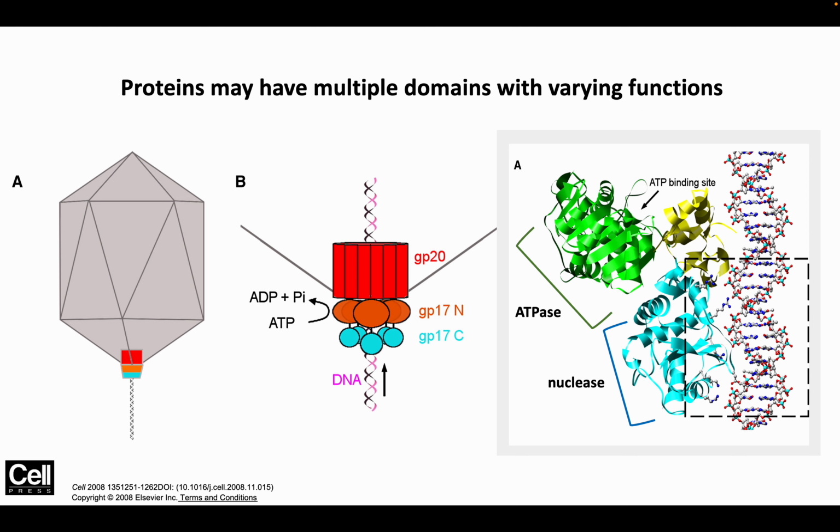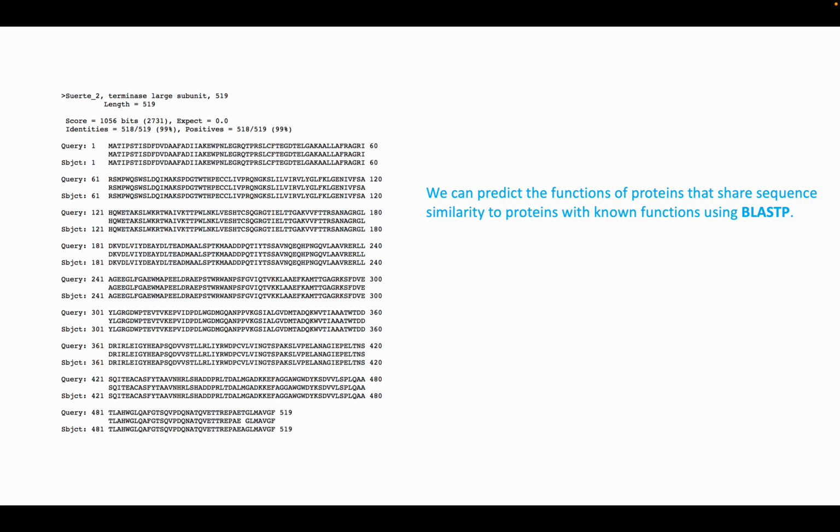So again, a single protein subunit may have multiple domains or multiple parts that fold up into structures that have independent activities. All right, so we can predict the functions of proteins that share sequence similarity to proteins with known functions using the tool called BLASTP. And so here is the primary structure of a protein from the phage genome Oregano, and it's almost a near perfect match to SWERTE2, terminase large subunit. 518 of the amino acids are aligning to 519 of the amino acids of SWERTE2.